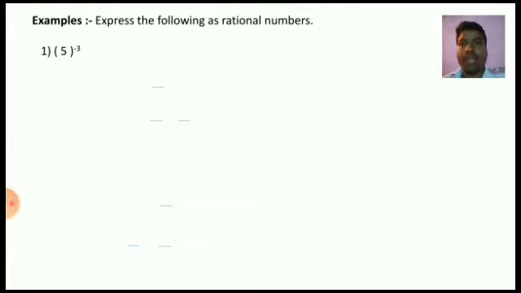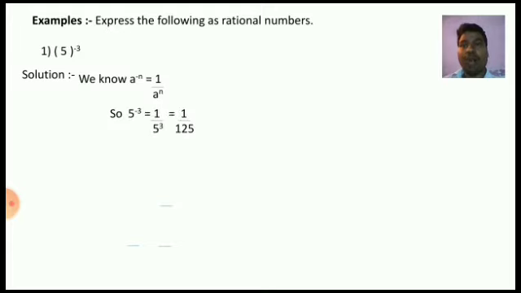So how do we express this? Solution: we know that in the first session of this lesson we learned about the laws of exponent. We have to use the law of exponent in this example. We know this law: a raised to minus n is equal to 1 upon a raised to n. So we apply this law to solve this example.